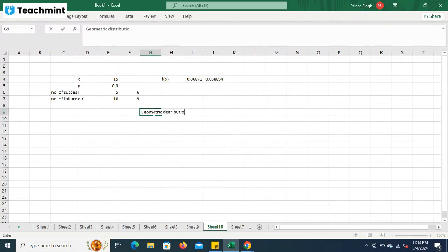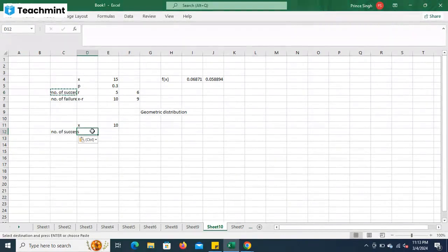Geometric distribution. So what about the geometric distribution? Geometric distribution states that X represents the random variable, the number of trials required to get the first success. For example, if I say that in the experiment we get the first success in the 10th trial, it means that your number of successes, in this case r, is equal to 1. The value of r is equal to 1.